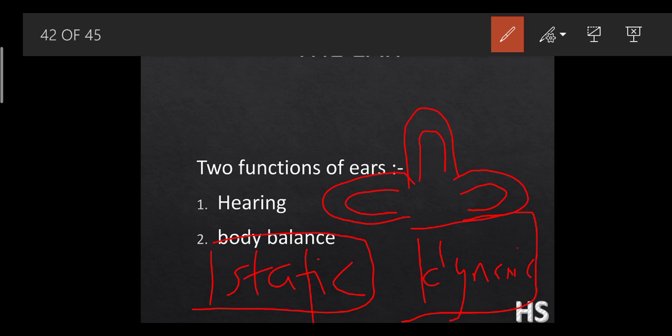Okay, when our body is in motion. In static balance our body should be at rest, but in dynamic balance our body is in motion. Suppose you take an example. If you spin round and round continuously, the fluid which is present inside this semicircular canal also keeps on moving with you.